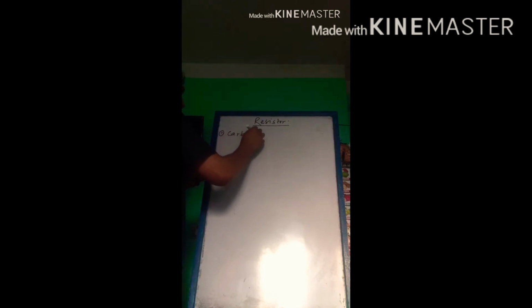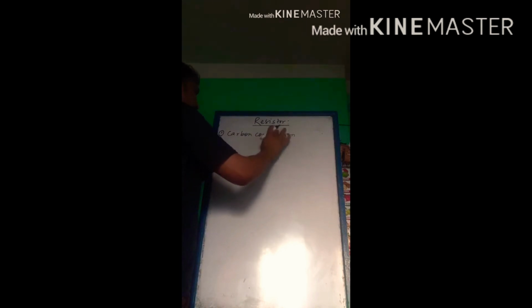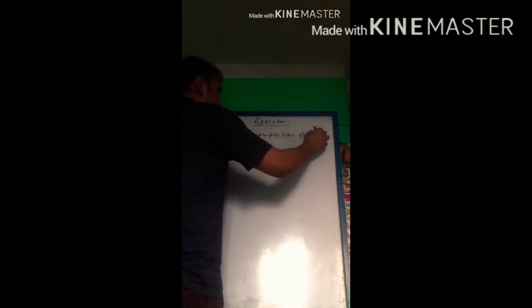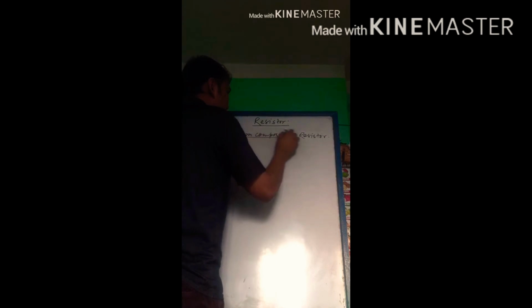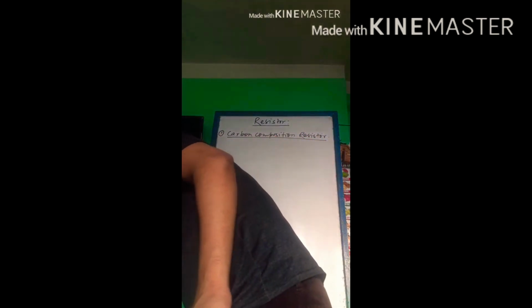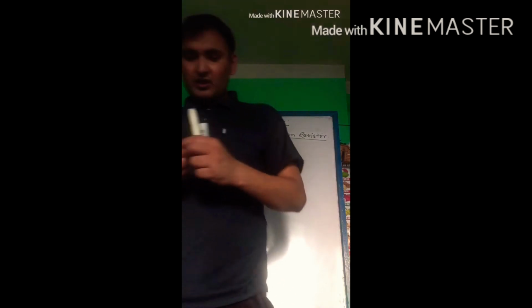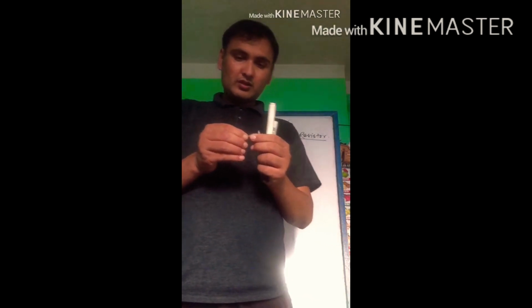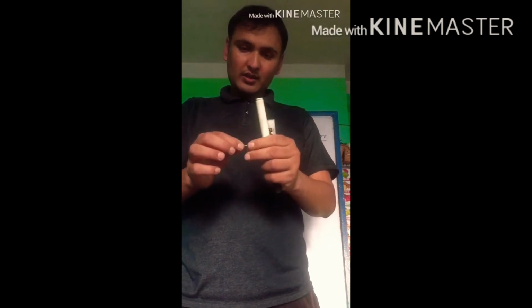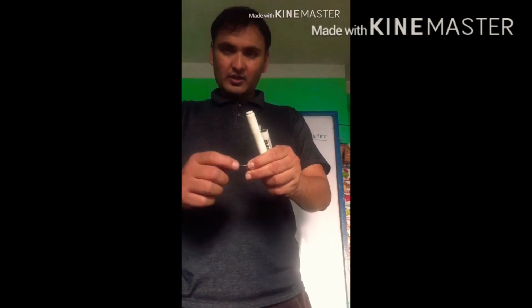Carbon composition resistor. In this carbon composition resistor, let me tell you how the carbon composition resistor looks. Here, this is a carbon composition resistor, and it has concentric circles around it.